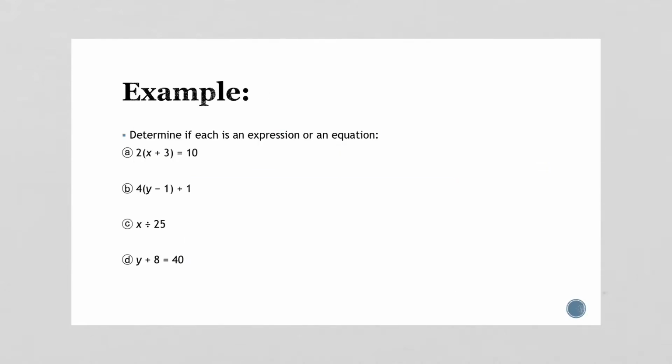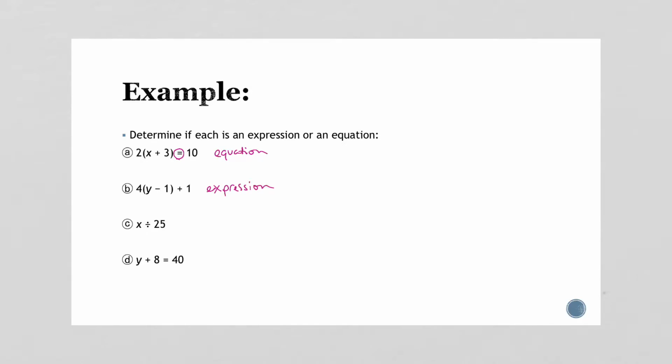All right, so on these we are going to determine if each is an expression or an equation. The key here is equations have equal signs, expressions do not. So on part A, notice the equal sign. So this is an equation. On part B, there is no equal sign, so this is an expression.